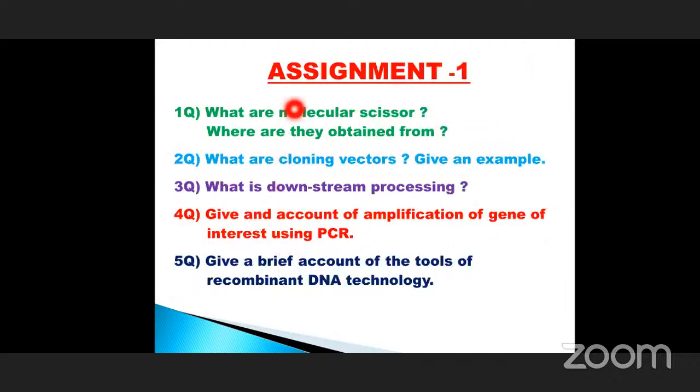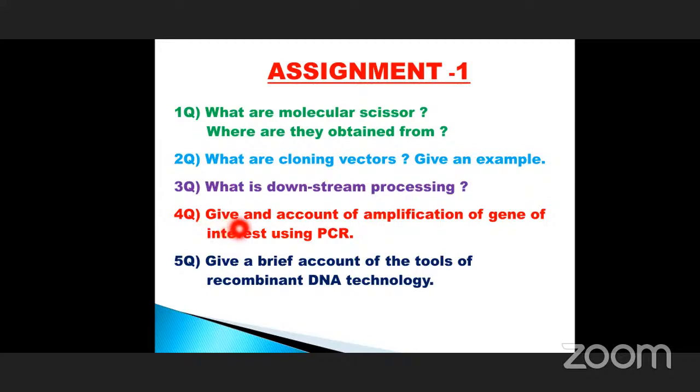Okay. Dear students, take this assignment. Assignment 1 from chapter 11, not from the 12th chapter. This assignment belongs to chapter 11, that is biotechnology: principles and processes. Chapter 11, principles and processes. The first question is, what are molecular scissors? Where are they obtained from? Once again, I repeat the question. What are molecular scissors? Where are they obtained from? Okay, next, second question. What are cloning vectors? Give an example. Then third question. What is downstream processing?